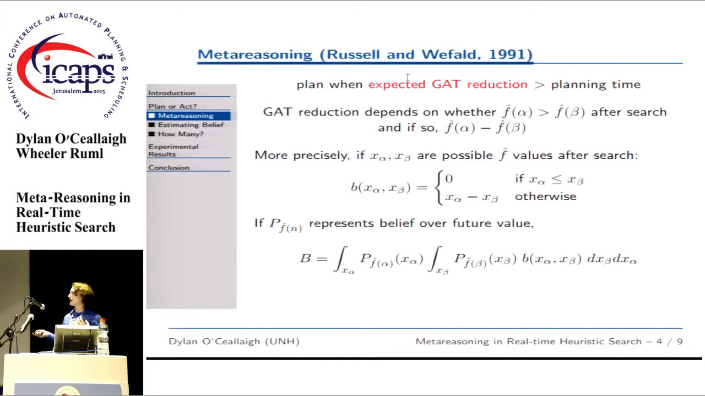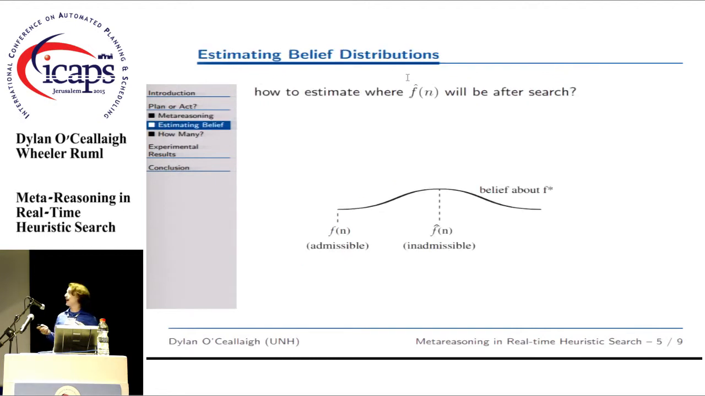Now, if we have some probability function here, then we can compute the global expected benefit of search as, for every outcome of alpha and every outcome of beta, the benefit of that outcome weighted by its probability. Now, that is assuming we have such a probability function, but how do we get one?